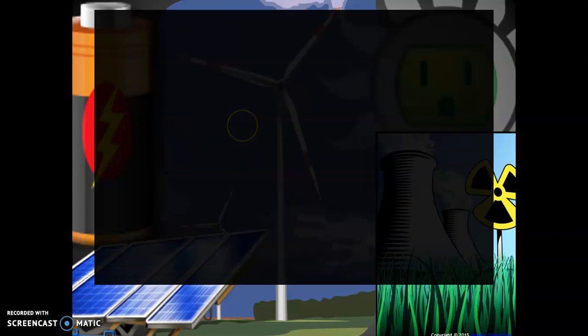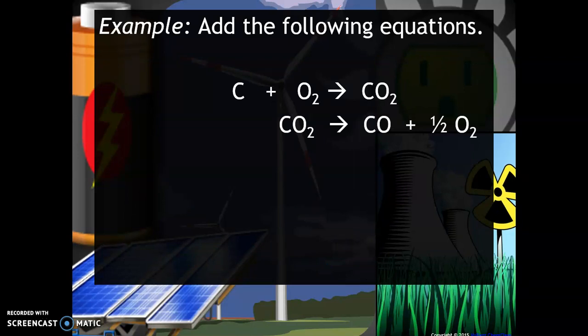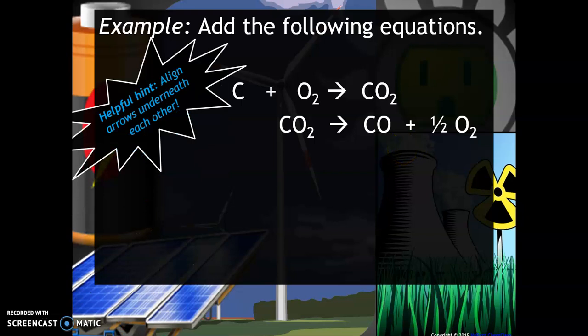For example, when I add the following equations, I've got C, carbon, plus O2 makes CO2. Then you've got CO2 making carbon monoxide and 1/2 of oxygen. I know we never had halves as coefficients, but for now and for Hess's law, we can do that. It's helpful to start by aligning the arrows next to each other so that you can see what's on the left side and what's on the right side. That's a helpful hint, because all you're doing is literally adding what's on the left and right side.